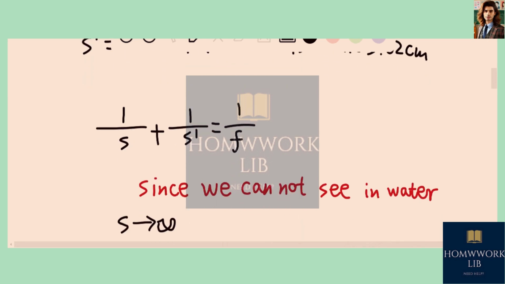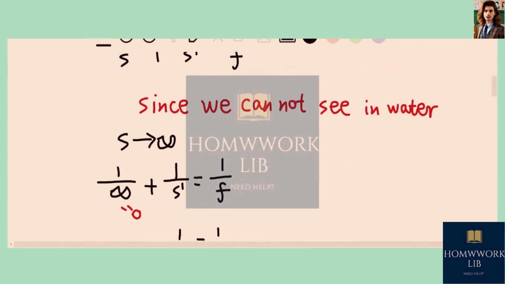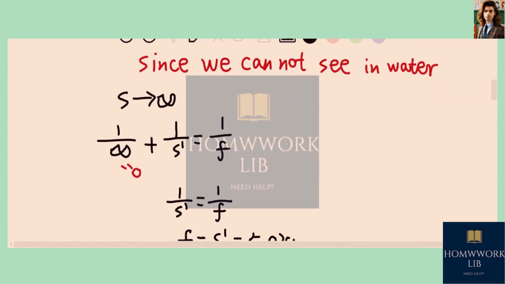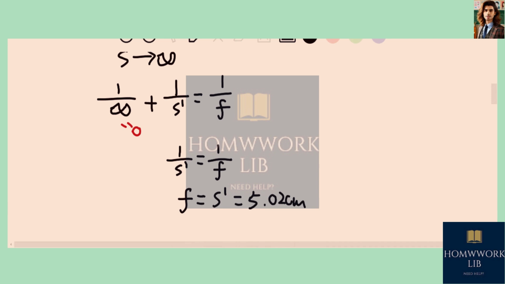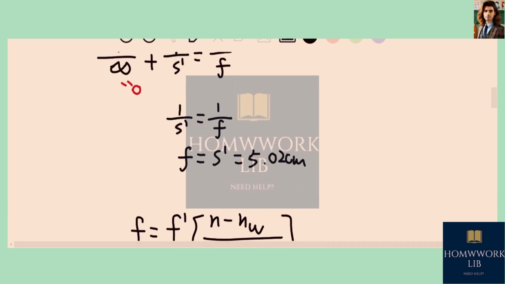So since we cannot see in water, the object distance is infinity, okay? So we have 1 over infinity plus 1 over S prime is equal to 1 over F. So therefore 1 over S prime is equal to 1 over F. So we have the focal length is equal to the image distance, which is 5.02 centimeter.